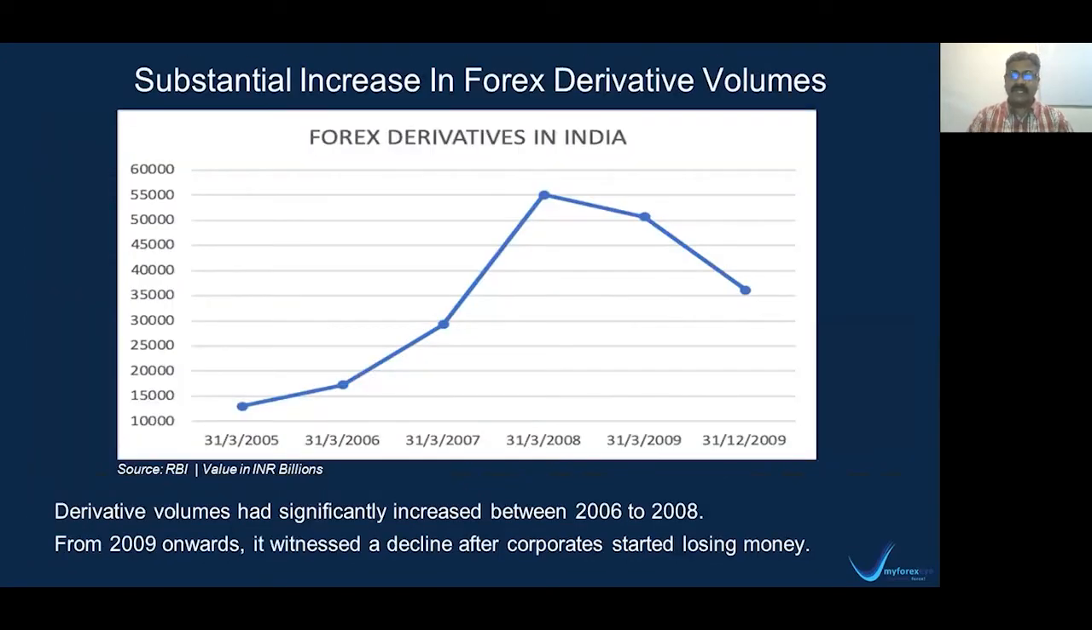Now, if you see the data released by RBI, we can very clearly see that in 2006 and in 2007, the forex derivative volumes were very low, and it shot up in 2008, and subsequently in 2009 and 2010, it came down again after the market witnessed so many losses.